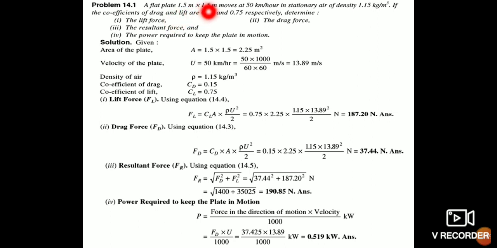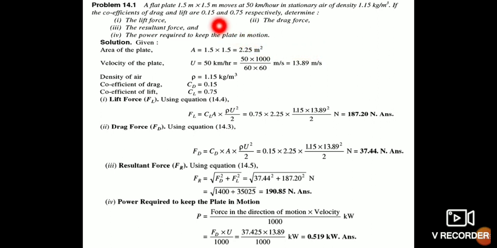A flat plate 1.5 by 1.5 moves at 50 km per hour in stationary air of density 1.15 kg per meter cube. If the coefficients of drag and lift are 0.15 and 0.75 respectively, determine the lift force, drag force, the resultant force, and the power required to keep the plate in motion. Nothing in a diagram is required, only the given data, which we will write in our respective notations.